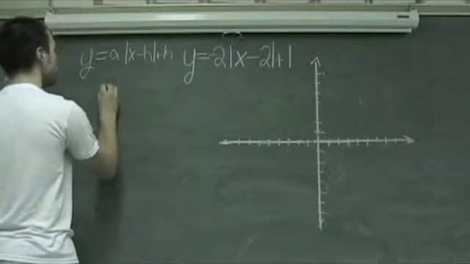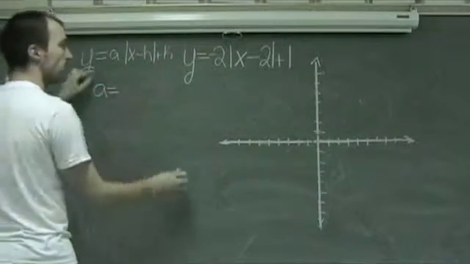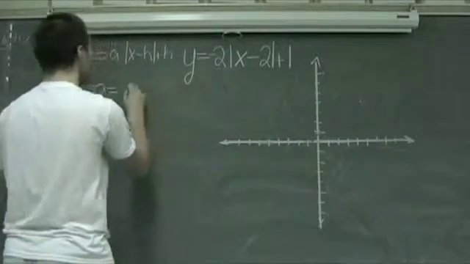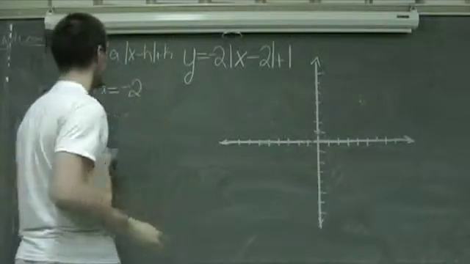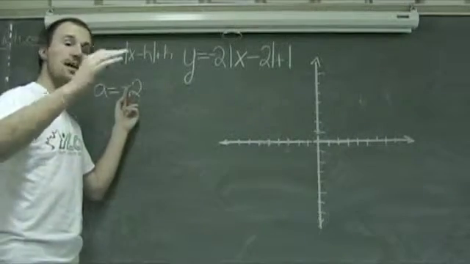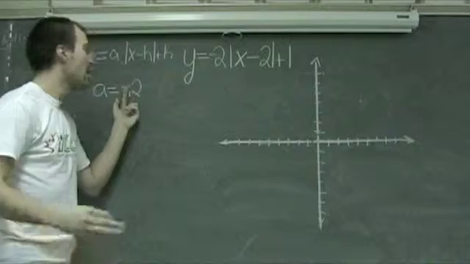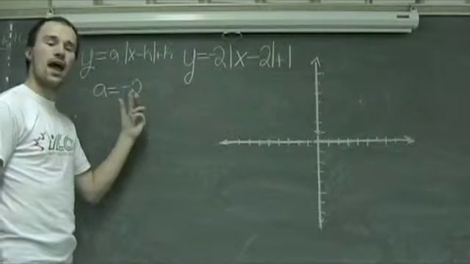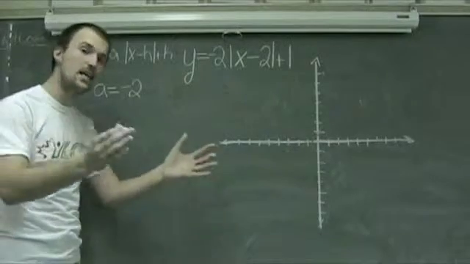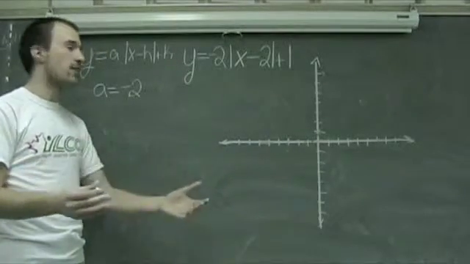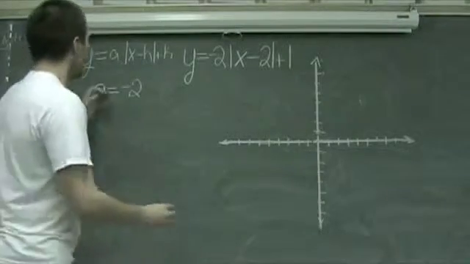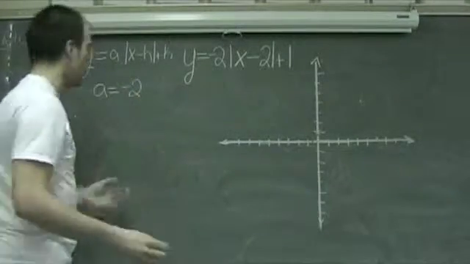My a value, which goes in front of the absolute value, is now negative 2. What does this tell me? Because of the negative sign, we will be opening down for this graph, and with a being 2, which is greater than 1, we will have a skinnier graph than that of y is equal to the absolute value of x. So that is a. It tells us a lot.